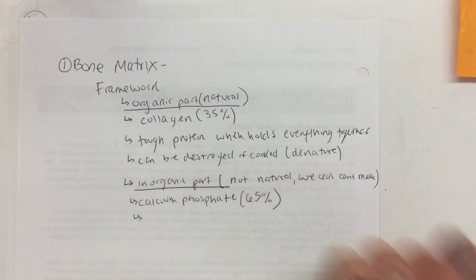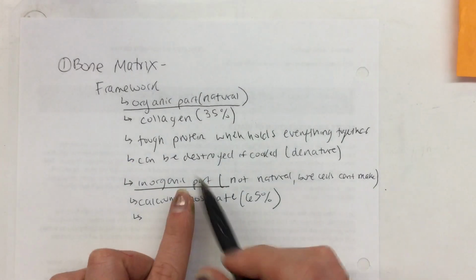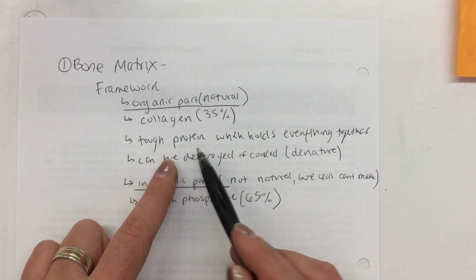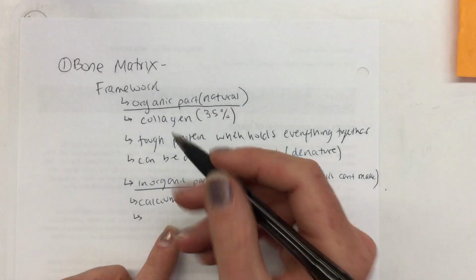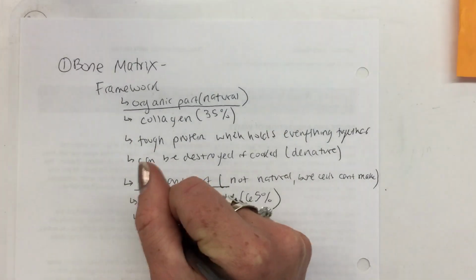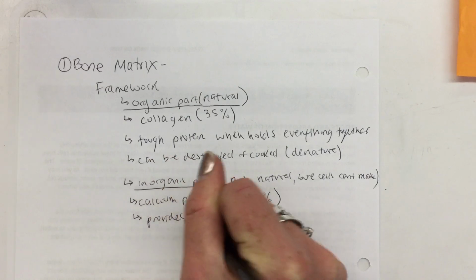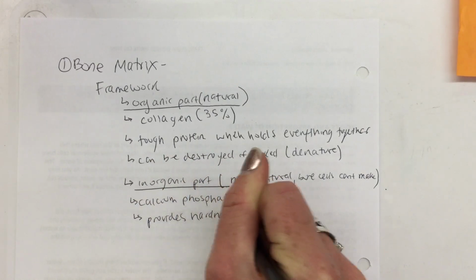And this part right here is what provides the hardness. So we have this protein which holds everything together, but this is that firmness and strength in our bones. So it provides hardness and strength.